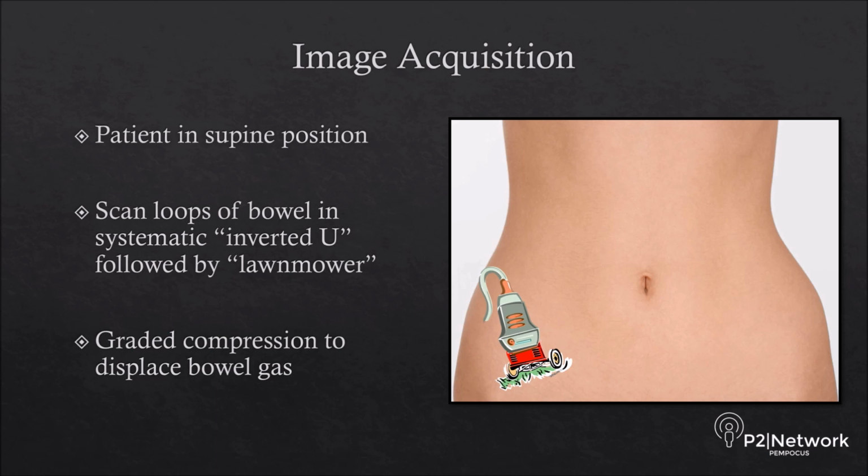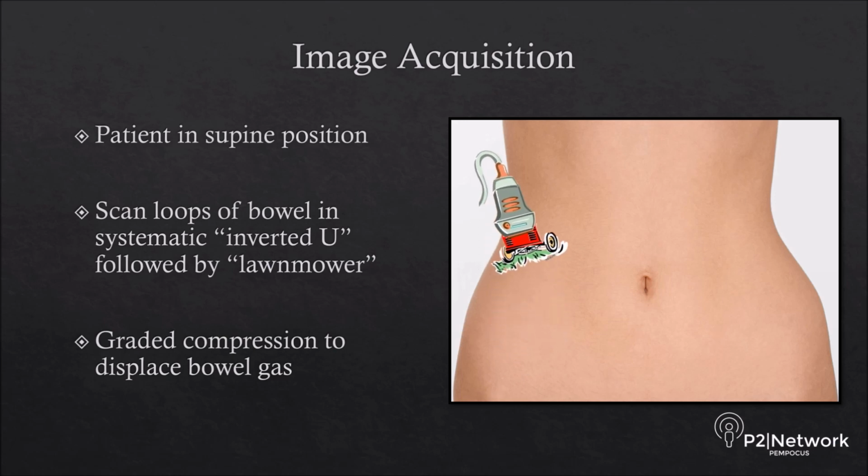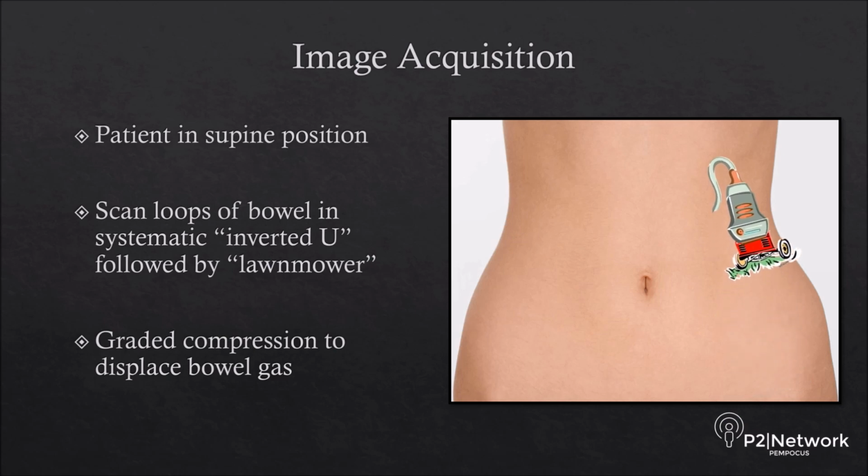So how do we actually perform this scan? We'll start with our patient in the supine position, and we'll scan the loops of bowel in a systematic inverted U shape, followed by the quote-unquote lawnmower technique, all the while using gentle but adequate graded compression to displace the bowel gas.